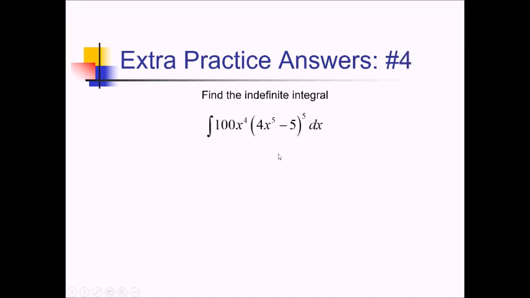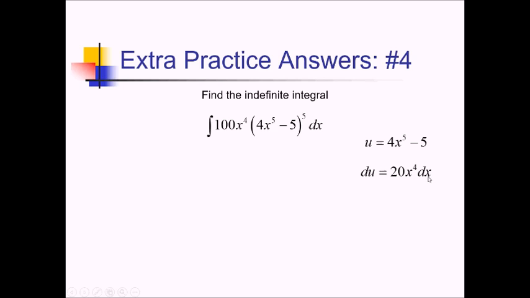For this problem, instead of trying to distribute this out and expand this and do all that sort of craziness, we notice that there's an inner function here, 4x to the 5th minus 5, whose derivative, which is going to be something with an x to the 4th, is somewhere out here. So I'm going to try substitution. Let's let u equal 4x to the 5th minus 5, and then du is going to be 20x to the 4th dx.